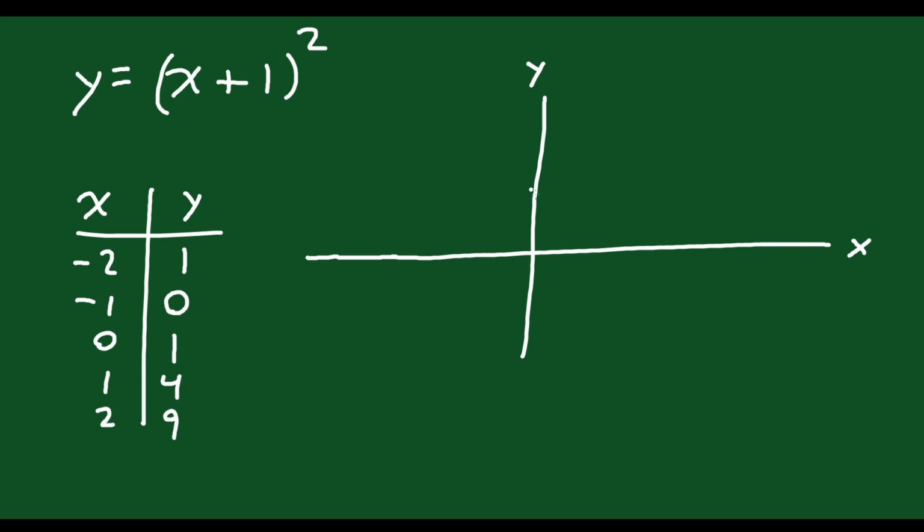So we have x and y. So the first point we have here is -2, 1. So I'll put it right here. -2, that's at a height of 1. You have 0, or sorry, you have -1, 0. So you're right there. You have 0, 1. So that's at the same height as the -2 over there. At 1, you're up here at 4. And then at 2, you're way up here at 9.